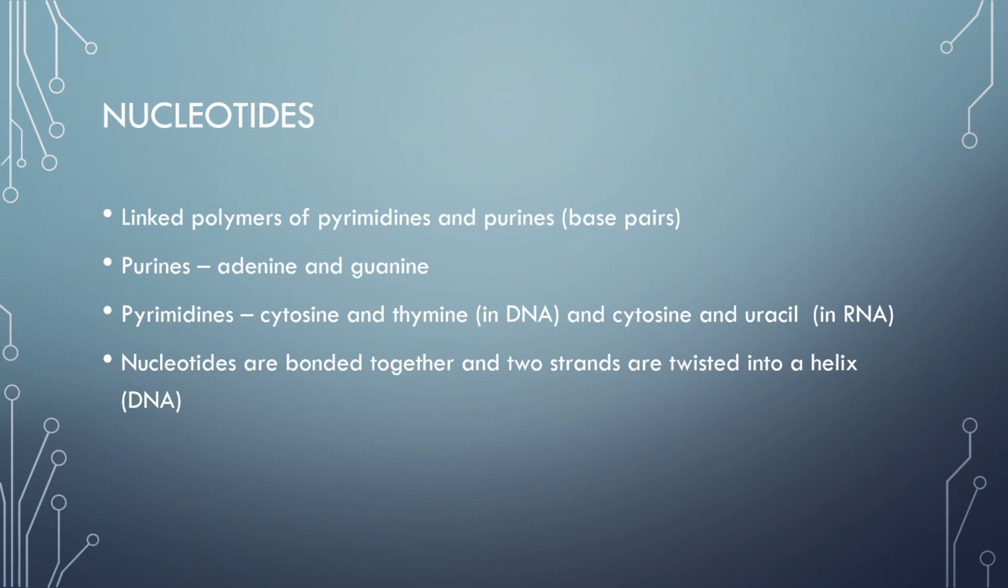But again, we have the nucleotides that are purines and pyrimidines. We have nucleotides made of purines or pyrimidines, or both. Purines are adenine and guanine, and pyrimidines are cytosine and thymine in DNA, and cytosine and uracil in RNA. Nucleotides are bonded together, and two strands are twisted into a helix, forming DNA.